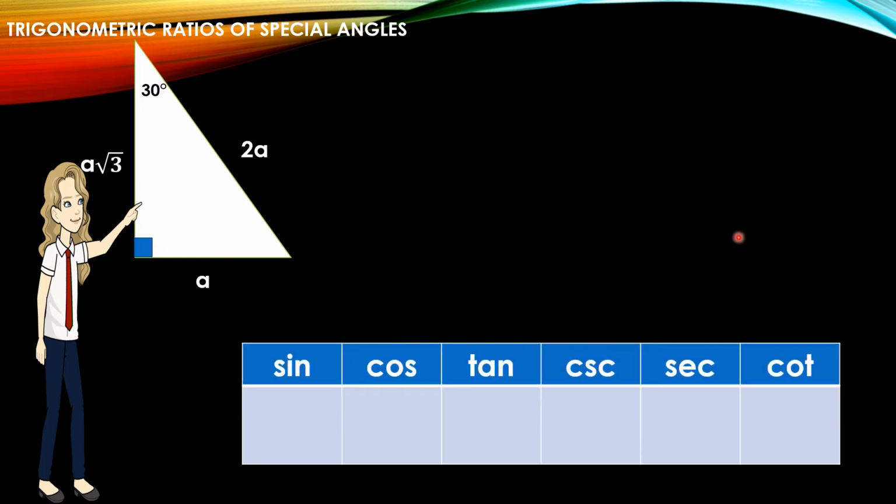We also need to get the 6 trigonometric ratios of the special angles. So, sine 30. This is your 30. Opposite over the hypotenuse. So, we have A over 2A. We need to cancel the A. So, the answer is 1/2. Sine 30 degrees is 1/2.